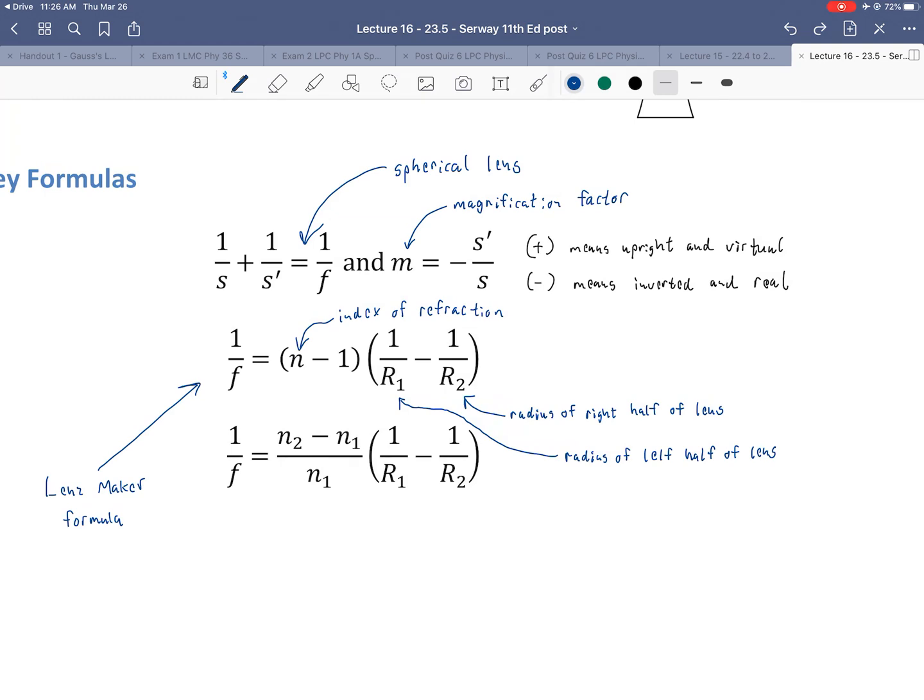Why do I have another version below? Well, because the second one is the lens maker formula for a lens surrounded by a substance that has an index of refraction other than 1. So: lens maker formula for lens surrounded by substance with n not equal to 1.